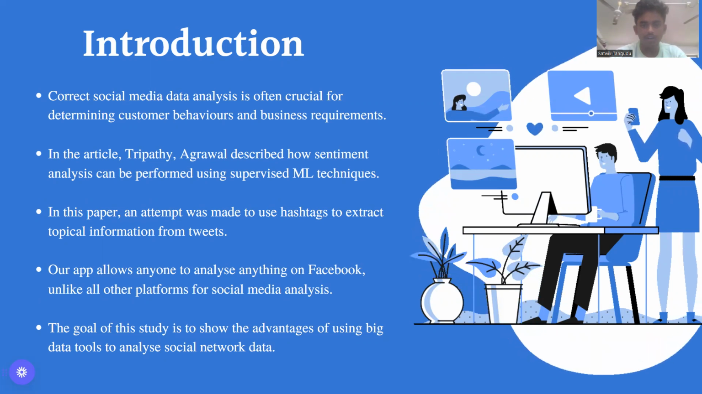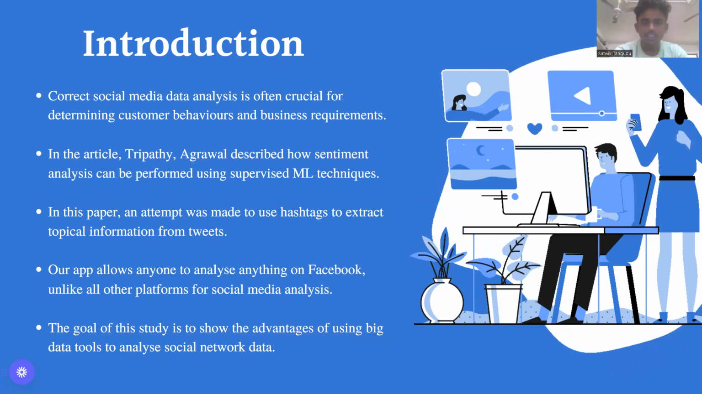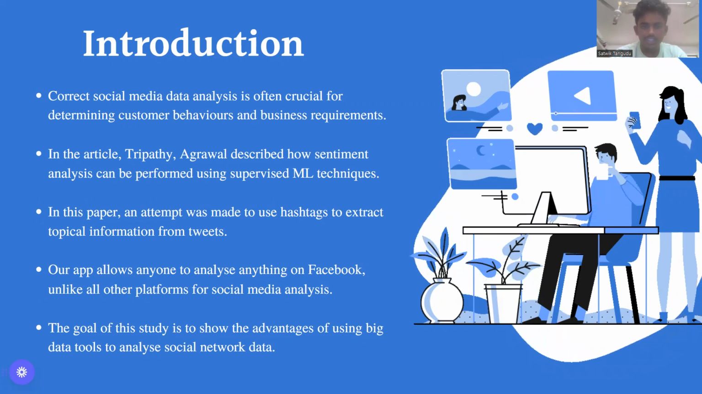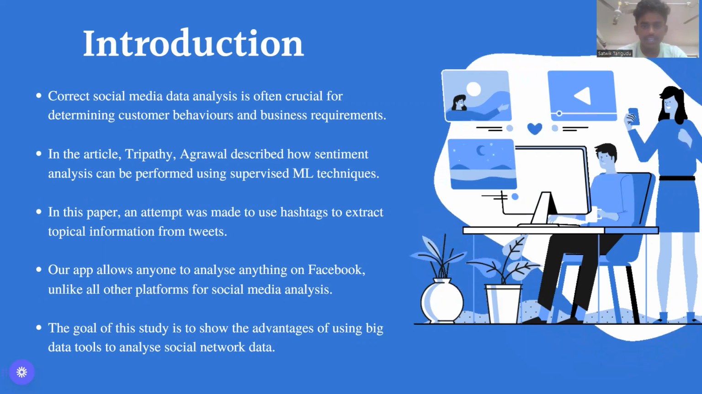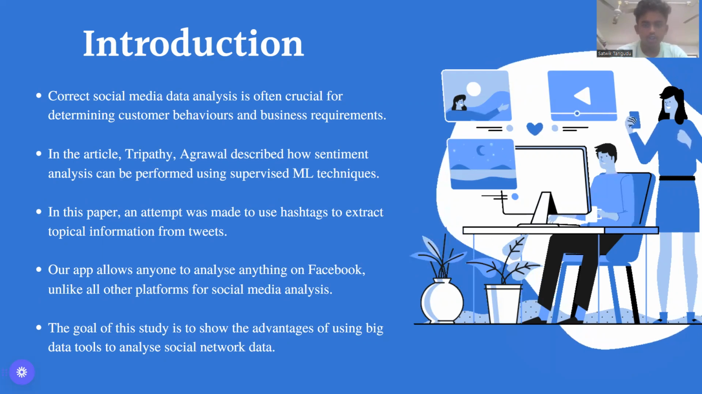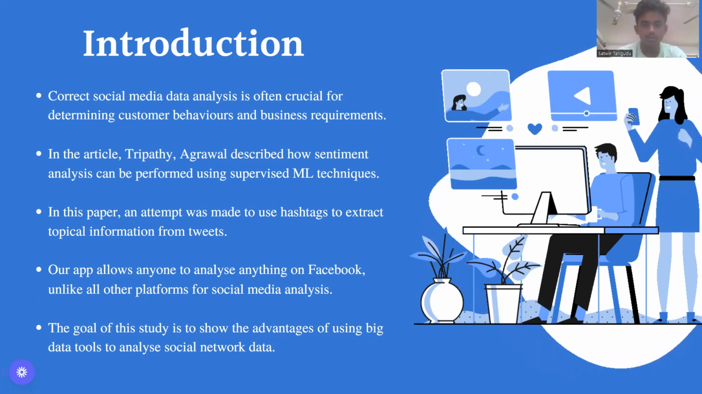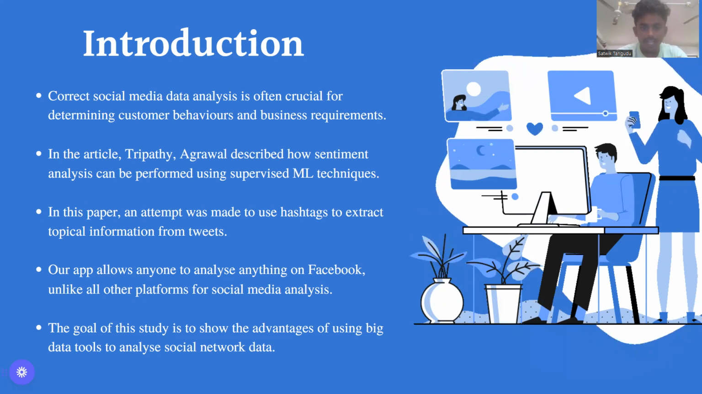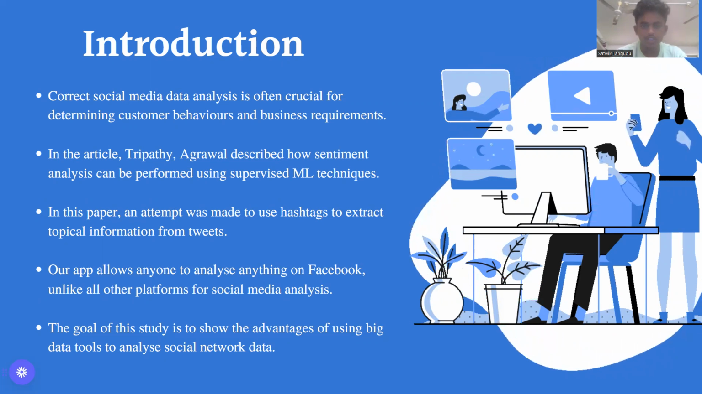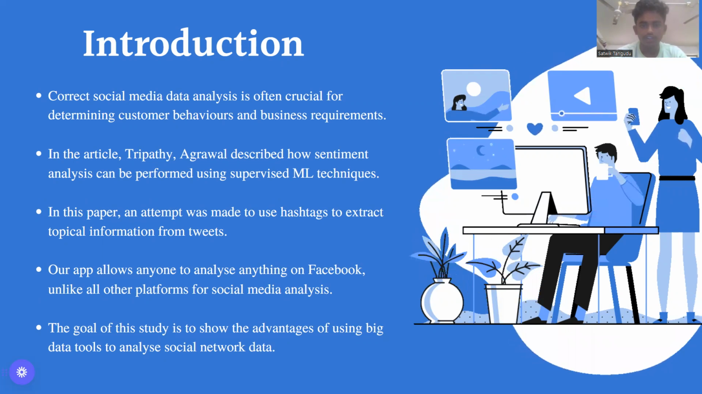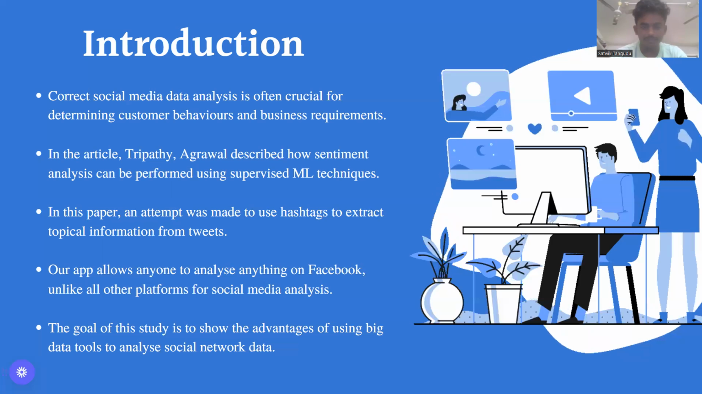In another paper, the author named Al Udukuku presented yet another intriguing method for analyzing social media. In this paper, an effort was made to use hashtags to extract topical information from tweets. Latent Dirichlet Allocation, or LDA, is a method which combines multiple tweets in an effort to perform better, and it performed the best after they tested and compared various approaches. The goal of this study is to show the advantages of using big data tools to analyze social network data. It introduces a specific application of social media analysis that aims to give anyone the ability to impose their own standards and sources of data that they want to examine.